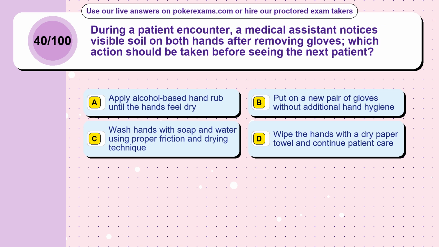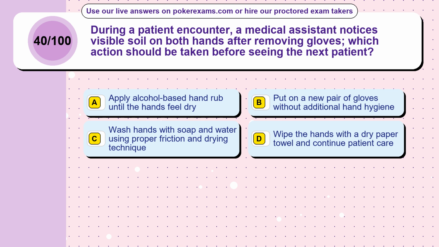Question 40. During a patient encounter, a medical assistant notices visible soil on both hands after removing gloves. Which action should be taken before seeing the next patient? Option A. Apply alcohol-based hand rub until the hands feel dry. Option B. Put on a new pair of gloves without additional hand hygiene. Option C. Wash hands with soap and water using proper friction and drying technique.